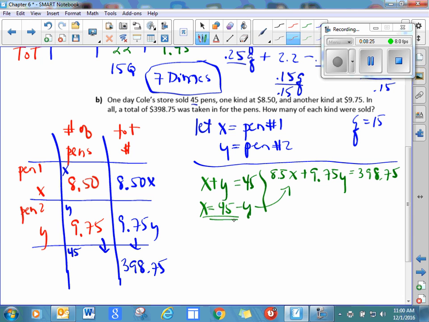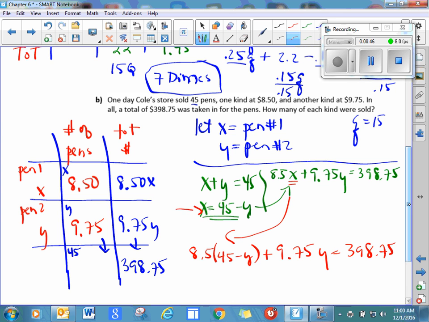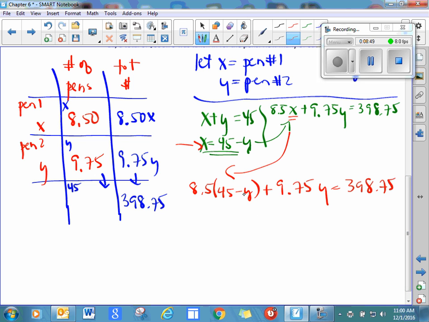So let's carry on. I'm going to bring this equation down here, 8.75, and instead of x, I'm going to use 45 minus y. And then the rest of the equation just as it's set up originally. Again, lots of decimals, got to be careful here doing your adding and subtracting, but one good check is at the end if your answer's reasonable. So let's do the distribution. I get 382.5 minus 8.5y plus 9.75y equaling the total amount again.